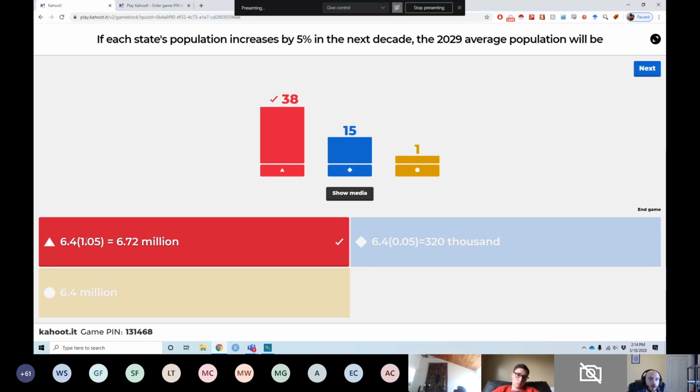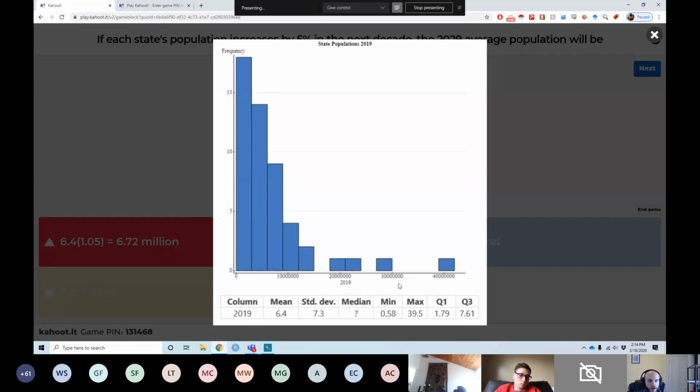What that's going to do is affect all of your statistics. So every state up here, we're going to multiply its population by 1.05 to increase their population by 5%. So your mean is going to increase by 5%, or you can multiply it by 1.05. So 6.4 times 1.05 gives you that 6.7 million.